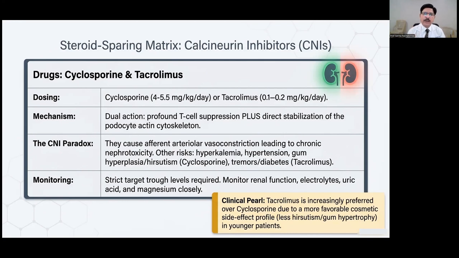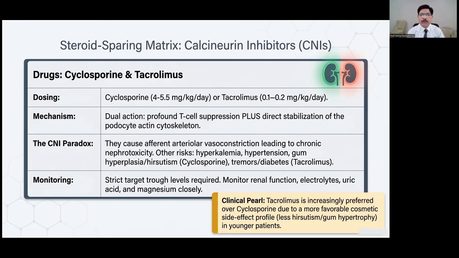This is a direct benefit on the podocyte, and also it attacks the immunological problem. CNI paradox: they cause afferent arteriolar vasoconstriction, leading to chronic glomerular toxicity, nephrotoxicity, hyperkalemia, hypertension, gum hyperplasia, hirsutism, tremors, and diabetes can occur. Strict target trough levels are required, and then monitor renal function, electrolytes, uric acid, magnesium.